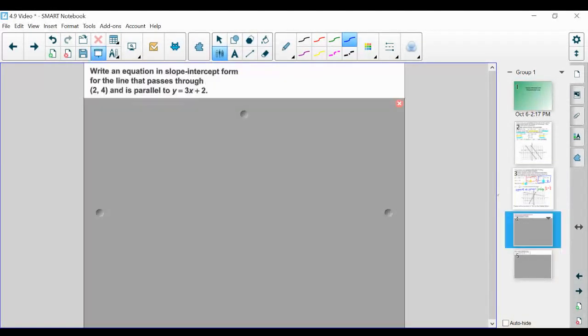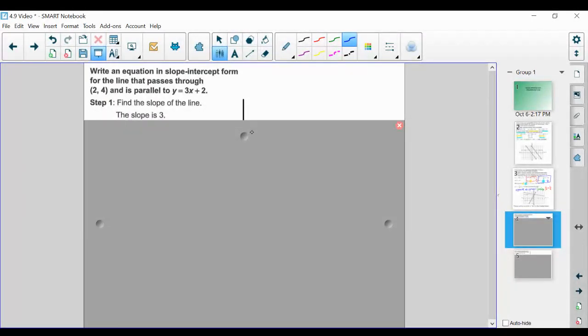All right, so we're now on the back of your guided notes, and we want to write an equation in slope-intercept form for the line that passes through the coordinate point (2, 4) and is parallel to y equals 3x plus 2. Let's think back to what it means to be parallel. The slopes have to be the same. The y-intercepts need to be different.